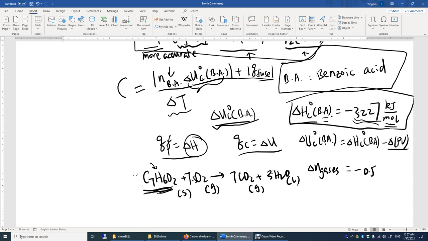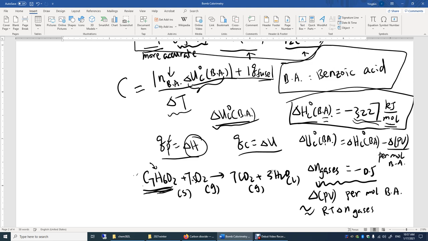0.5. This is unitless. This is because, again, we're talking about this delta PV per mole BA. So if we're assuming 1 mole of benzoic acid combusts in oxygen, the initial number of moles of gas is 7.5, the final number of moles is 7, the change is negative 0.5 moles per mole BA. So that's why this value is unitless. And once we get this value, we can estimate this delta PV per mole BA is roughly RT delta N gases. Okay, again, this is a rough estimate of delta PV. We made several approximations. And you should be able to justify the 3 approximations and estimate the errors introduced by using these 3 approximations.